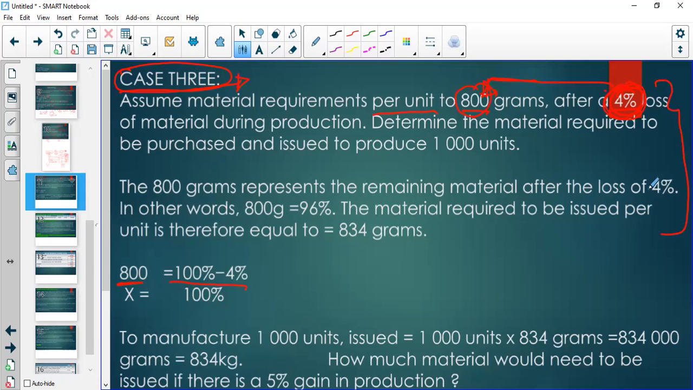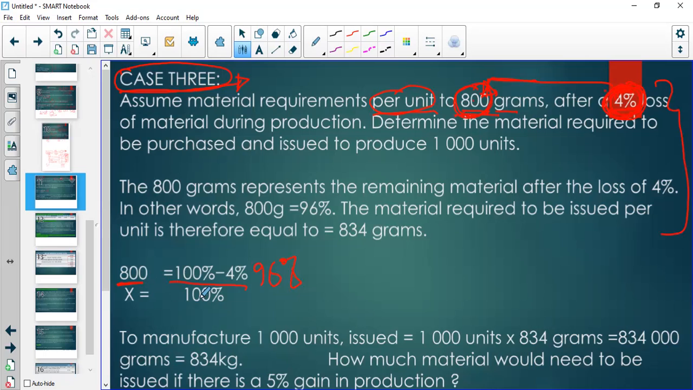Sometimes they say prepare the material purchases budget, and you need to know how much material we're talking about, because 800 grams is used to make 1 unit. But if you put in 800 grams, then there's going to be a 4% loss, and then that unit is not sufficient. So you have to put in more than 800, on top of that 4% loss. Remember, the 800 is what is remaining after the 4% loss. So the 800 is the 96% remaining, right? That's a technique that you need to know.